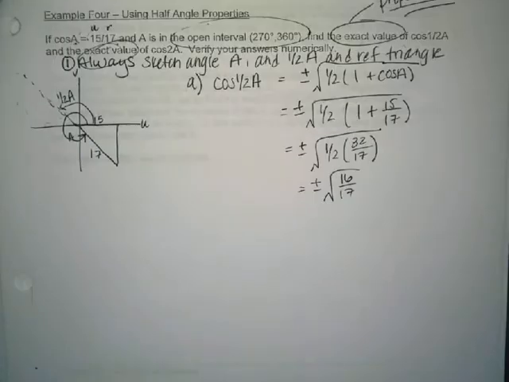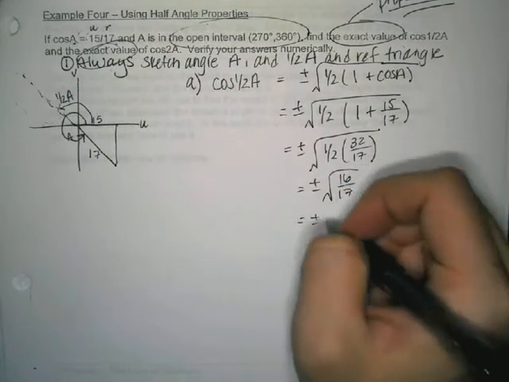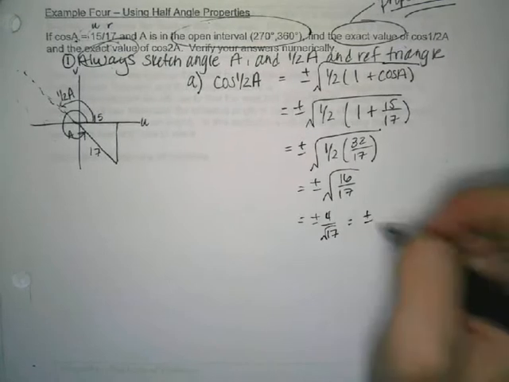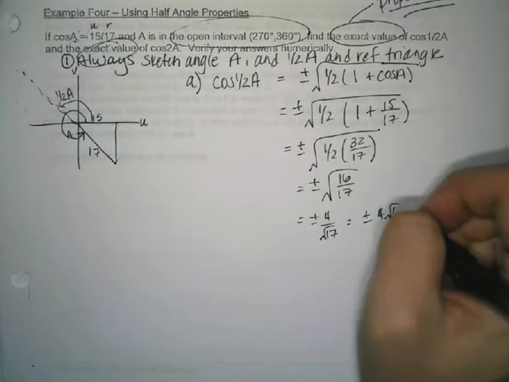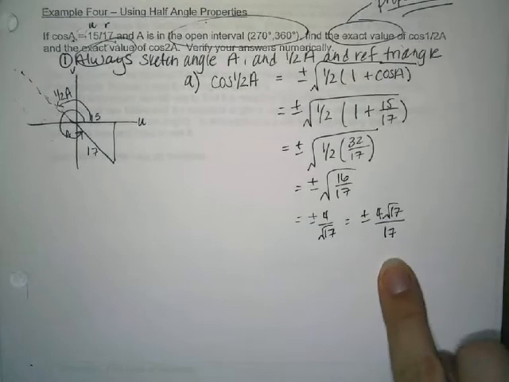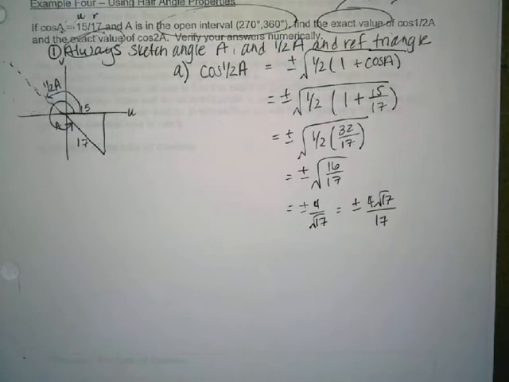We could rationalize this, because the square root of 16 is what? 4. So 4 square root of 17 over 17. Now, I'm just rationalizing at this point to get that. But we do have to pick whether this is positive or negative, and this is where you have to pay attention to where the angle 1/2 A terminates.